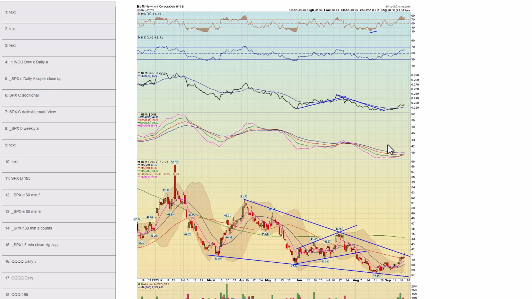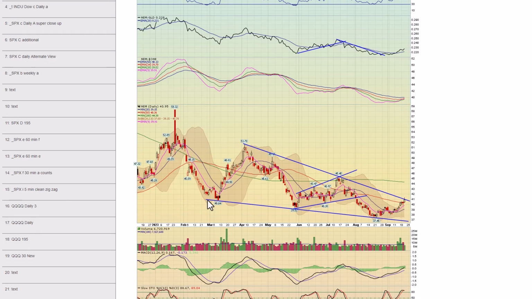Next, looking at some individual names, chart 69, here's Newmont. Remember, Newmont is the largest component of GDX. It rallied off of its lower channel from August. It's now at the upper channel.